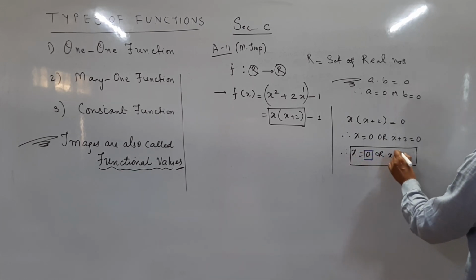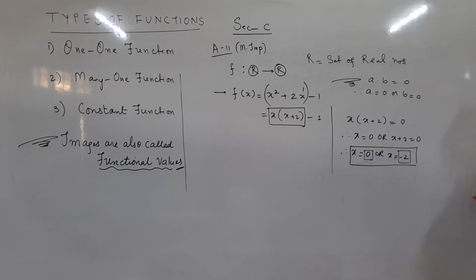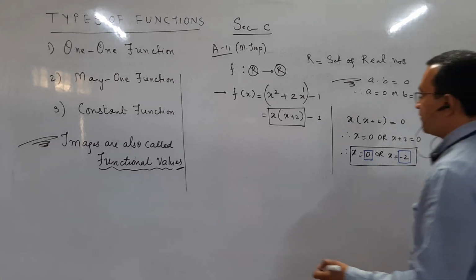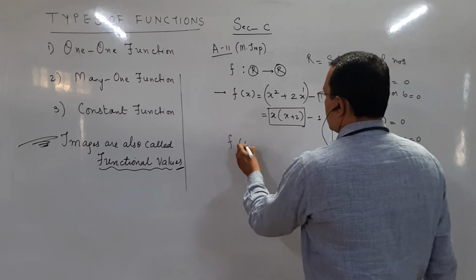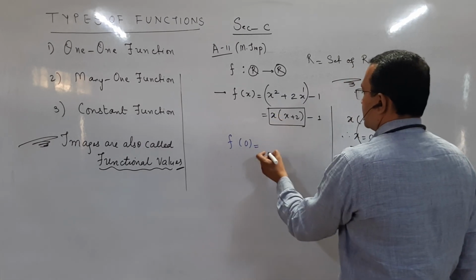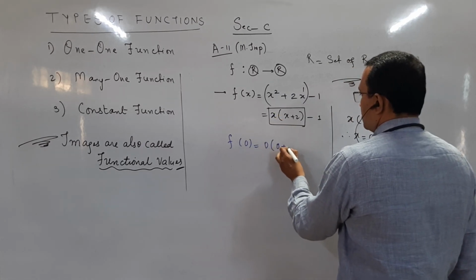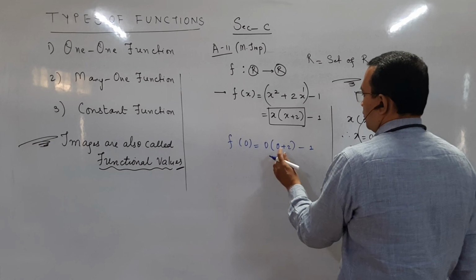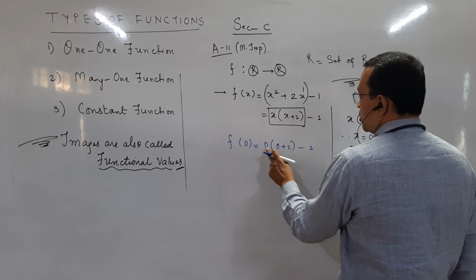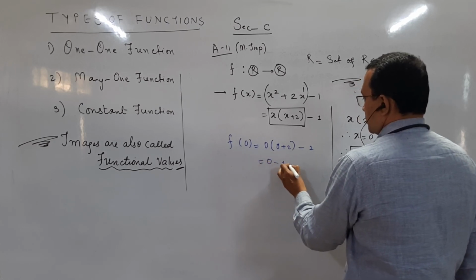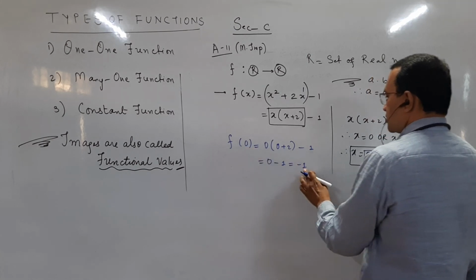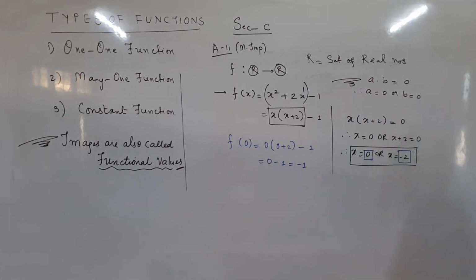I box it. So what you should do, find images of these two values. So if I find image of 0, then I can get like this 0 into 0 plus 2 minus 1. What is 0 plus 2 is 2. 2 into 0 is 0. So image of 0 comes out to be minus 1.